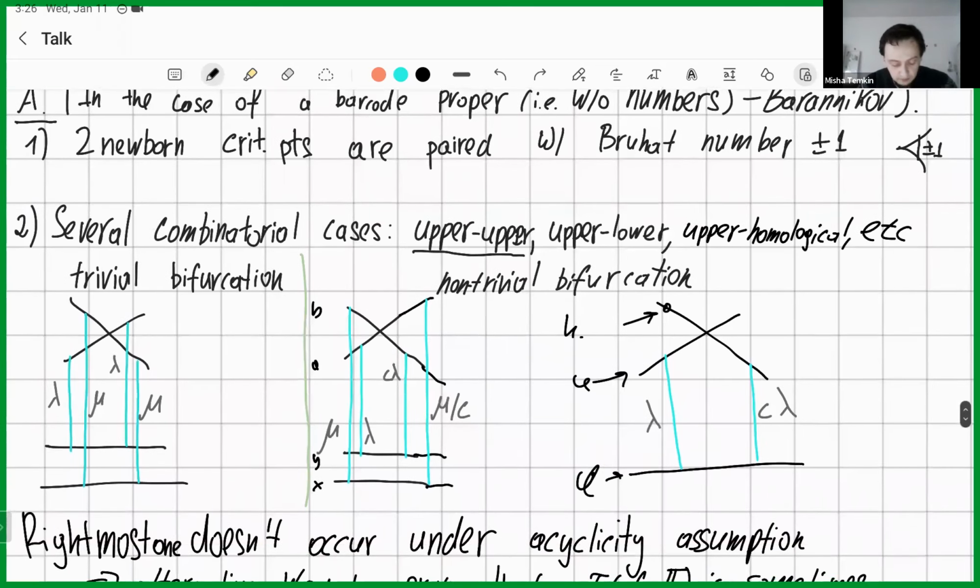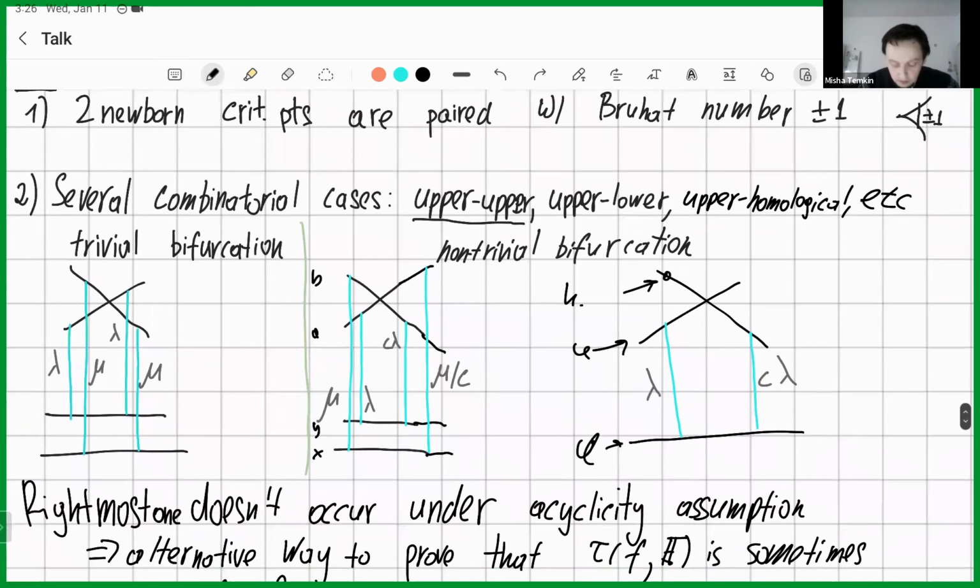So we note now that the rightmost case doesn't occur under the acyclicity condition, because the number of homological critical points equals the dimension of the homology. If there is no homology, so the dimension is 0 in any degree, then there are no homological critical points. So if there are no homological critical points, then the rightmost picture doesn't arise, for any function.